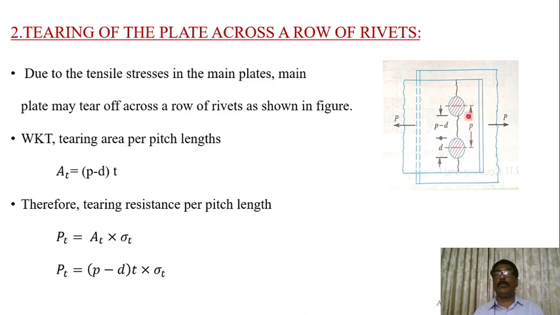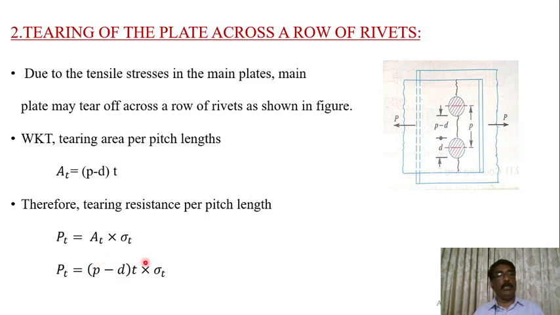This distance is known as the pitch P, and half the diameter of the rivet here, half the diameter of the rivet here, so one full diameter we will get. So P minus D, then we will get this inner distance from here to here, and this length multiplied by the thickness of the plate will give the area.